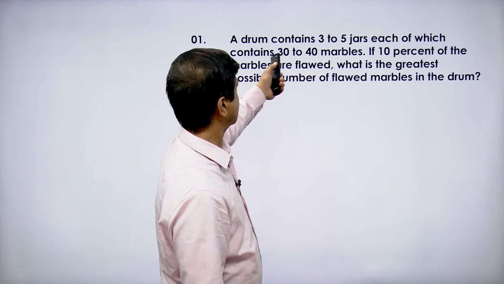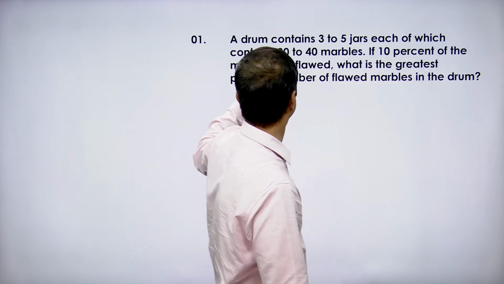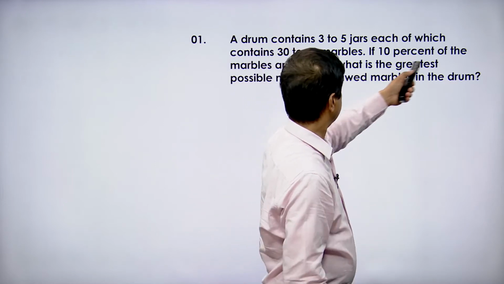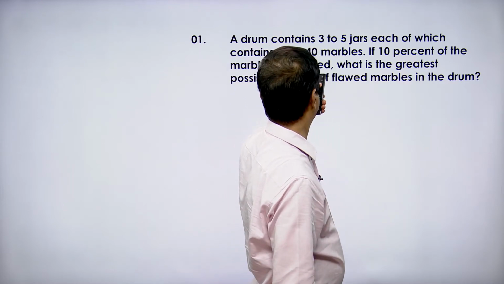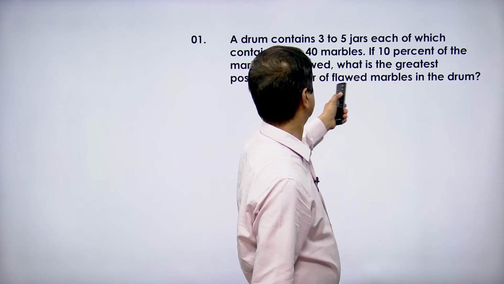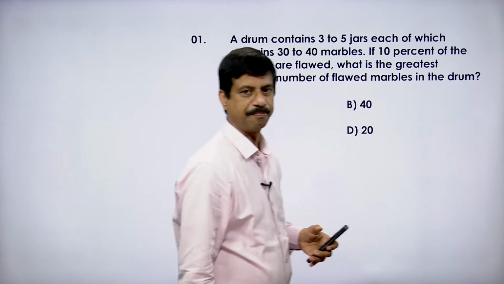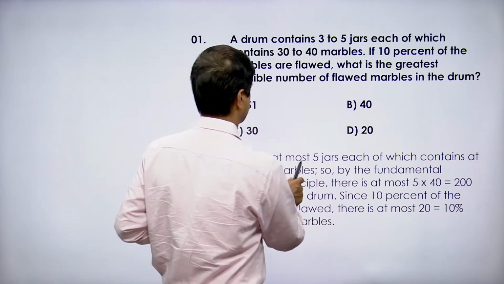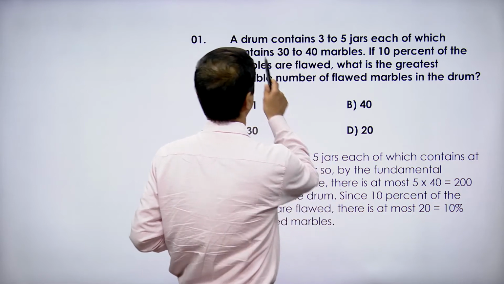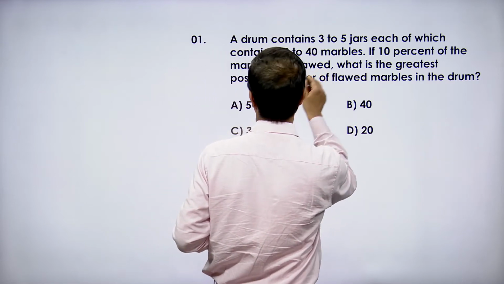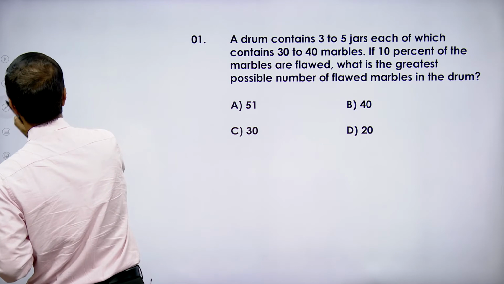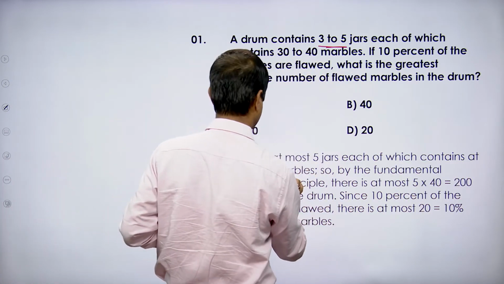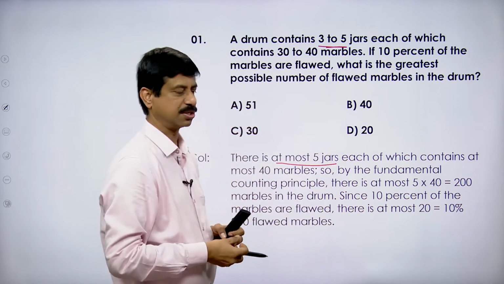A drum contains 3 to 5 jars, each of which contains 30 to 40 marbles. If 10% of the marbles are flawed, what is the greatest possible number of flawed marbles in the drum? Look at this. Drums contain 3 to 5 jars, which means maximum are 5 jars. Maximum means at most. That's what we stated here. At most 5 jars.